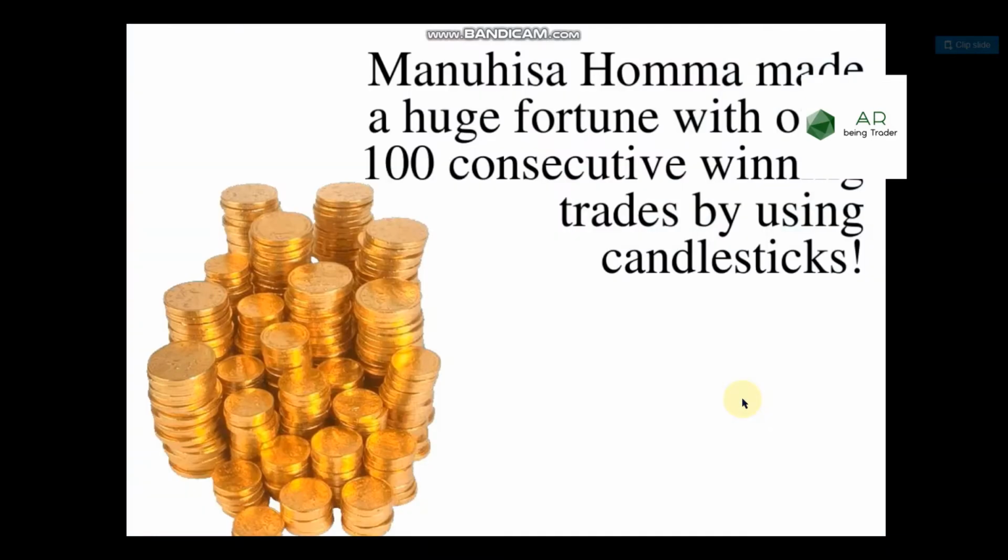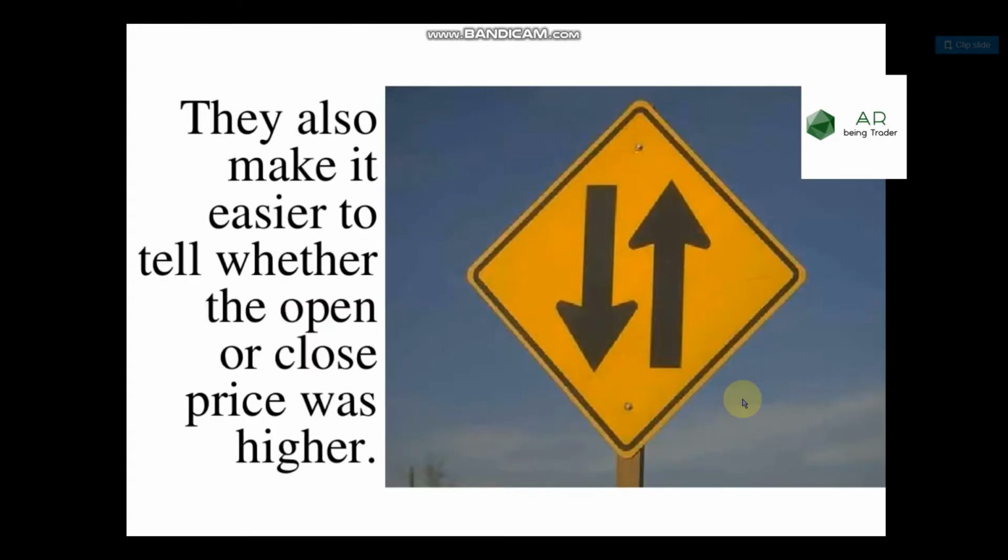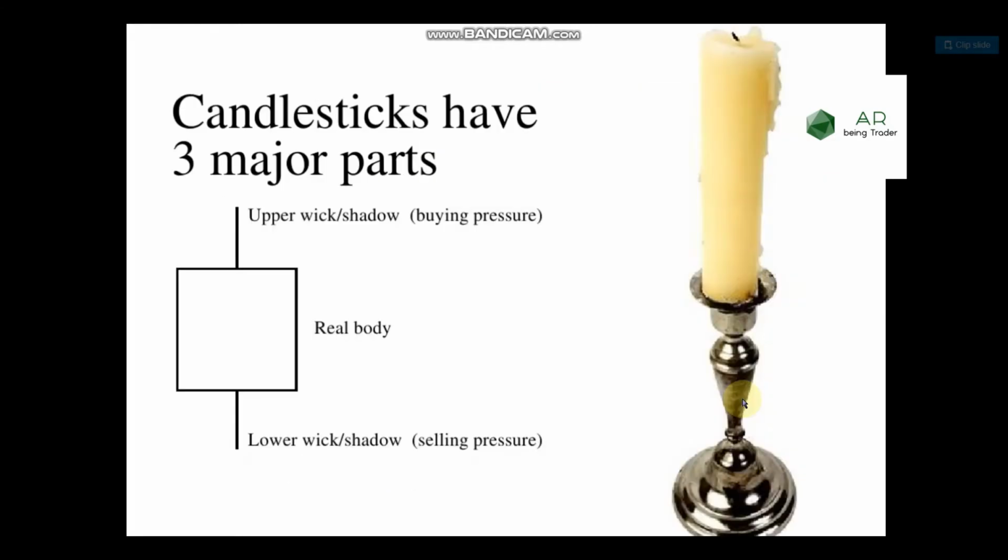Now, candlestick charts are easier to read than bar charts. Yes, it's true. Candlestick charts will tell us the opening and close price and the high and low also, right? But in the case of bar charts, it's not like that. So candlesticks are much easier than bar charts and line charts. They also make it easier to tell whether the open or close price was higher, of that candle and of that day also.